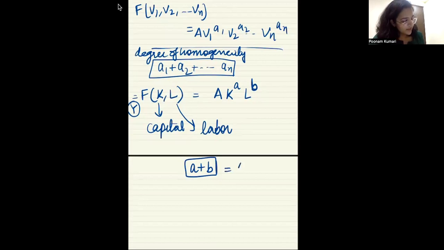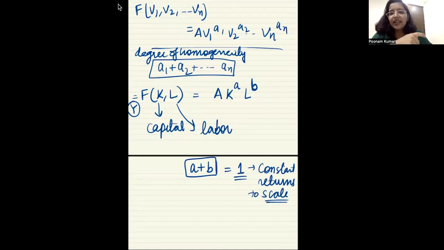So अगर A plus B की value 1 है, तो आप इस function को बोलते हो constant returns to scale. इसका मतलब क्या हुआ? अगर आपने कैपिटल और लेबर को स्केल किया, स्केल करने का मतलब है मान लो आपने कैपिटल और लेबर को डबल किया, तो क्या आपका आउटपुट डबल होगा? So if your A plus B is 1 and if you double your capital and double your labor, तो क्या आउटपुट डबल होगा?